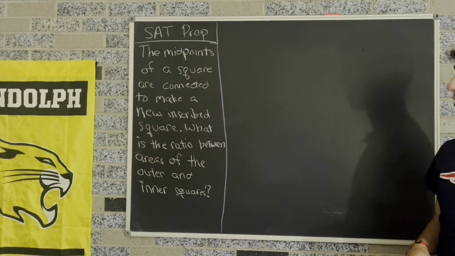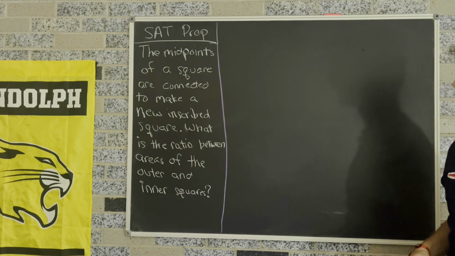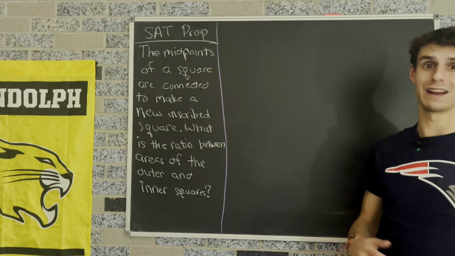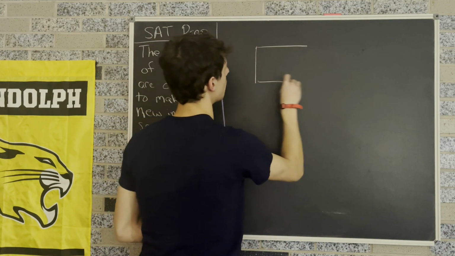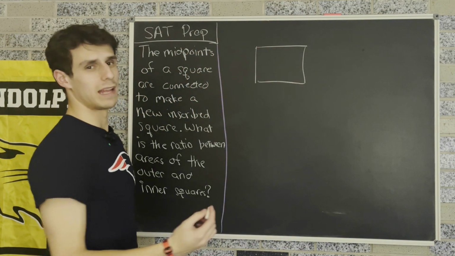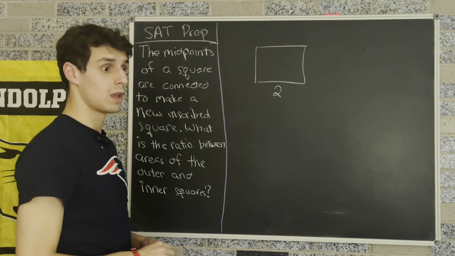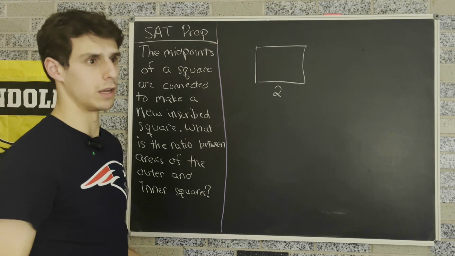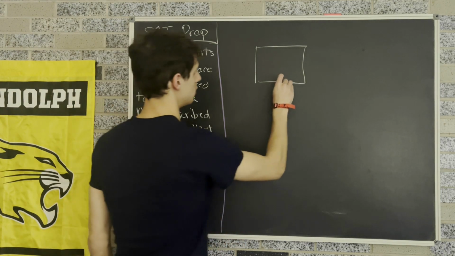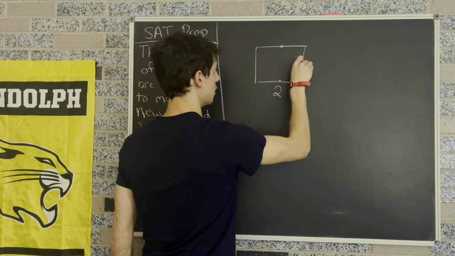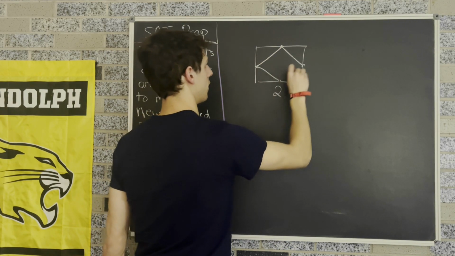Okay, so our second problem tells us the midpoints of a square are connected to make a new inscribed square. And it asks us to find the ratio between the areas of the outer and the inner squares. So let's go ahead and draw a picture of our square here. And I'm going to give the square side length 2. This will work for any side length that you choose, but I'm going to use the simplest one, which is 2 here. You could also use 1, you could use 6, whatever you want, but I'm using this because it's going to be easily divisible by 2, because we're looking at our midpoints here.